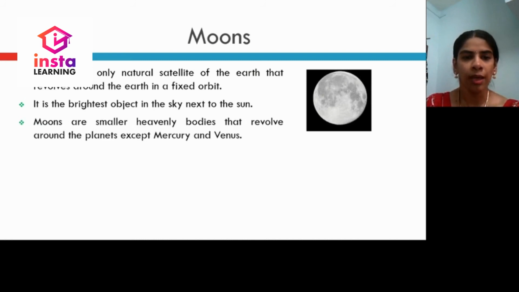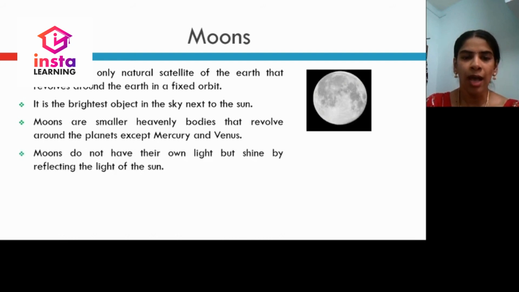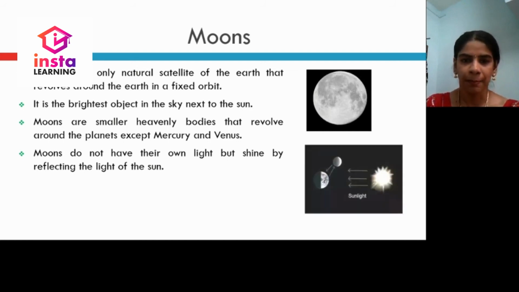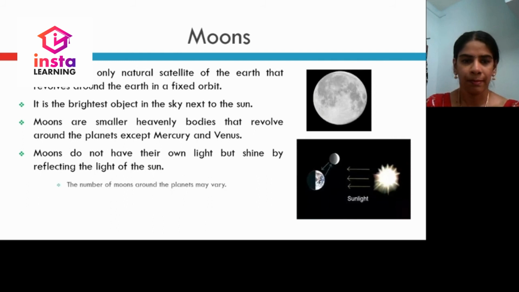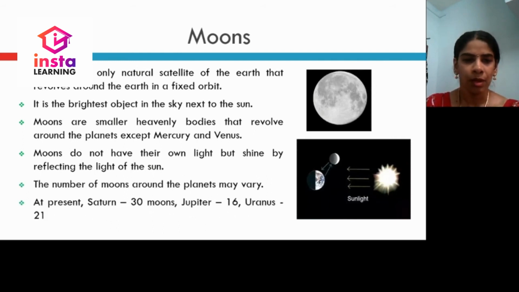Moons are smaller heavenly bodies that revolve around the planets, except Mercury and Venus, which do not have any moons. Moons do not have their own light, but shine by reflecting the light of the Sun, as planets do. The number of moons around the planets may vary. At present, Saturn has 30 moons, Jupiter has 16 moons, Uranus has 21 moons.